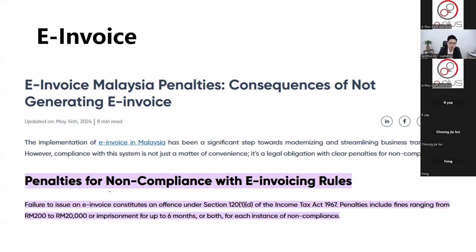Actually, this penalty is not only for e-invoice. It also applies if you do not submit the Form C income tax computation, you do not pay the income tax, or even if you do not declare your Form E, Form VA. All the penalties come from this one. Okay, 200 up to 20K. So these are the consequences.